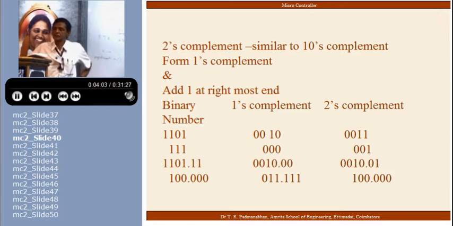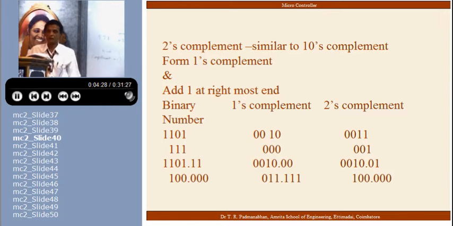2's complement is just similar to 10's complement. You form the 1's complement, add a 1 at the right end, then you get the 2's complement. I'll take an example here. You have set up binary numbers. For a change, they are aligned here. They are 1's complement, they are 2's complement. You can check that that is okay.